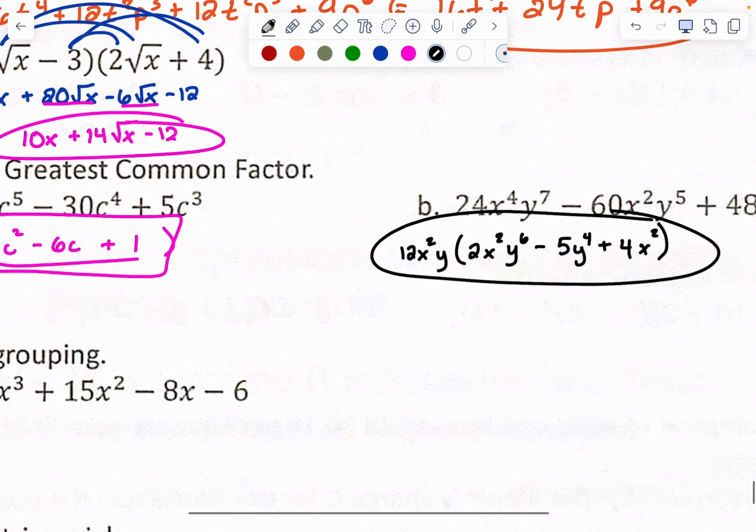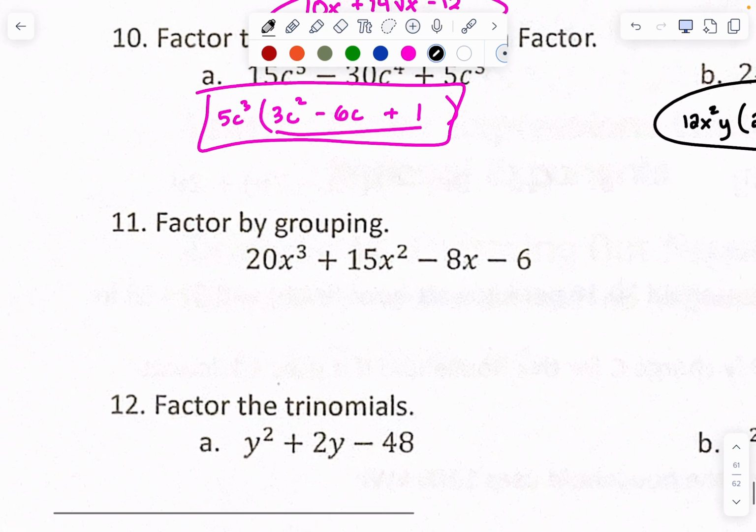Okay. All right. Did we get through B? Is that what you got? Did you check yours with mine?